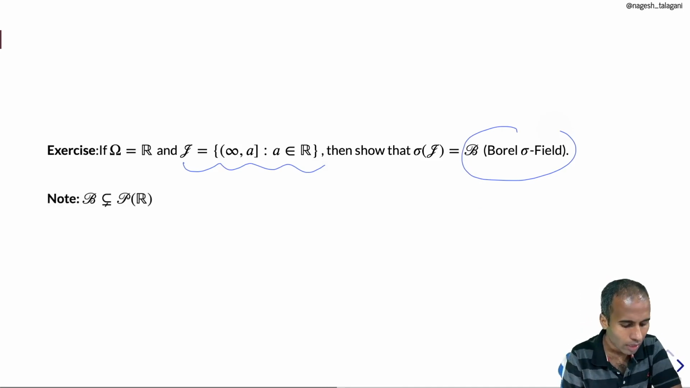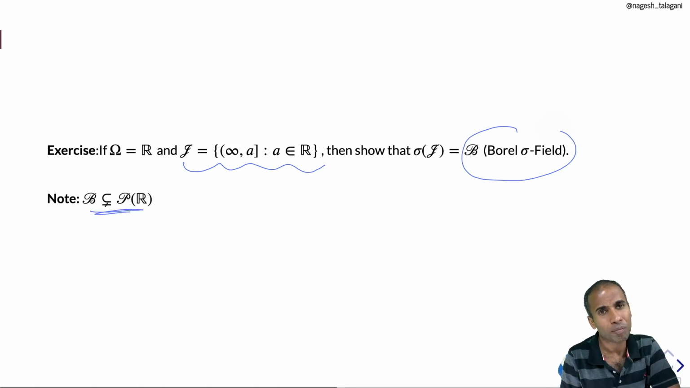Note, this Borel sigma field is a strictly proper subset of the power set of R. That means not every subset of R is a Borel set. It's hard to construct one, but they do exist. But the good news is any subset of R that we can ever think of, of any practical interest, is included in the Borel sigma field. Okay.